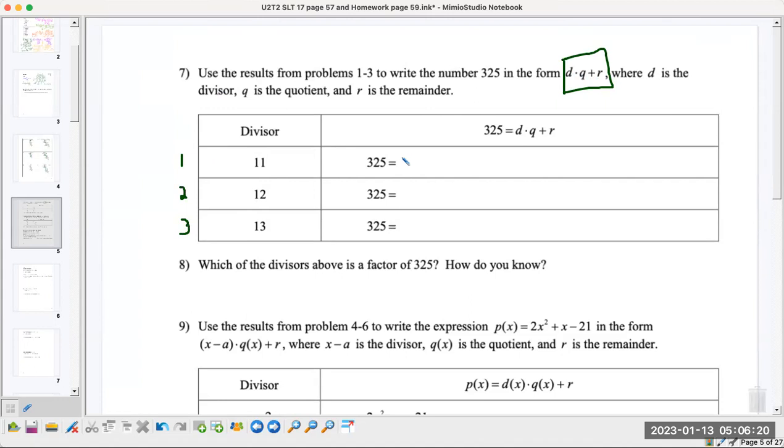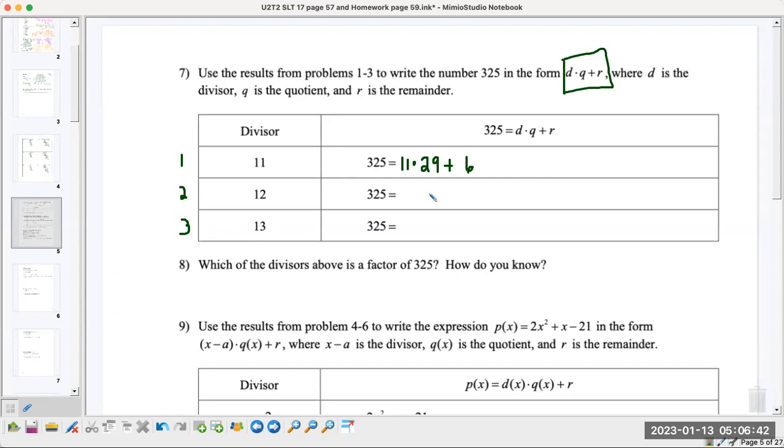Our divisor was 11, so we'll take 11 and multiply it. You can use the dot, parentheses, whatever your choice is. But now our quotient was 29. And then we had a remainder of 6. All right. I would highly recommend that you pause the video now and go and complete the next two on your own.